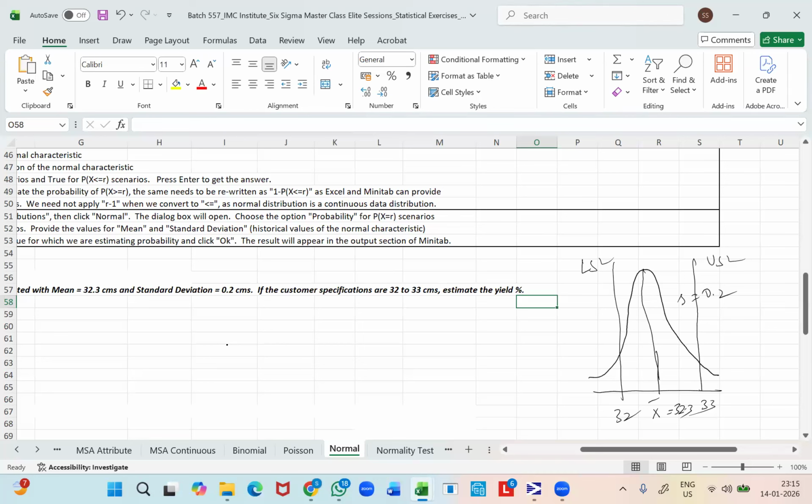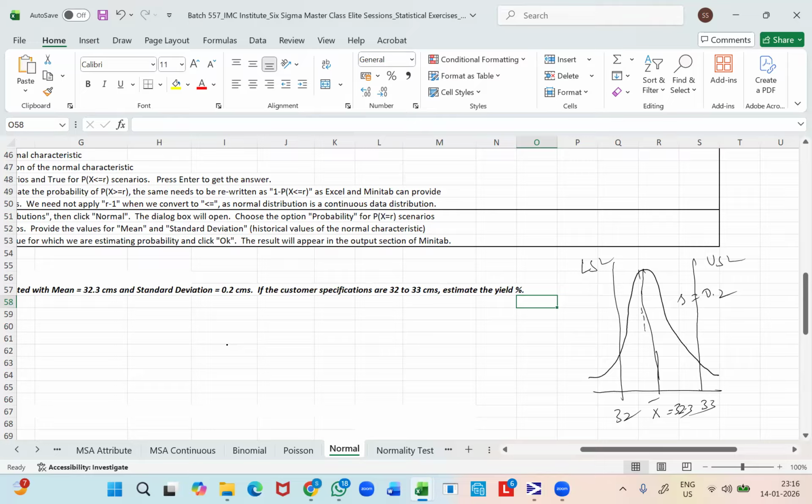Target will be the mean? No. Target is totally different from mean. Mean can align with the target, but target is an independent value. It has got nothing to do with the mean. It all depends on the specification limits. LSL is 32, USL is 33. I told you, target will be the midpoint between LSL and USL. We should never forget this. So what will be the target for this scenario? LSL plus USL over 2, 32.5.